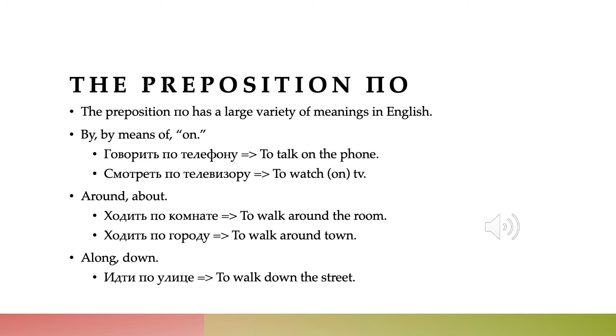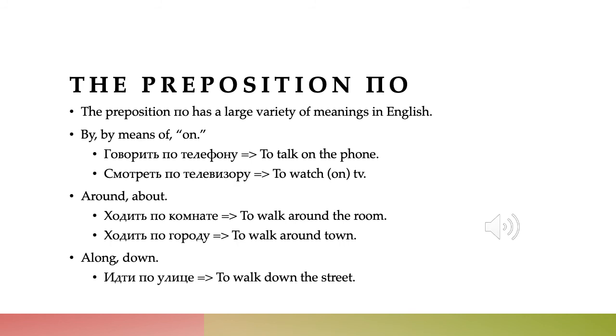So in Russian, мы говорим по телефону. So говорить по телефону is to talk on the phone or talk by phone. And we can also смотреть по телевизору, which is to watch something on TV. So when we're talking about what device we're using to speak or watch, we use по and then the dative, so по телефону, по телевизору.